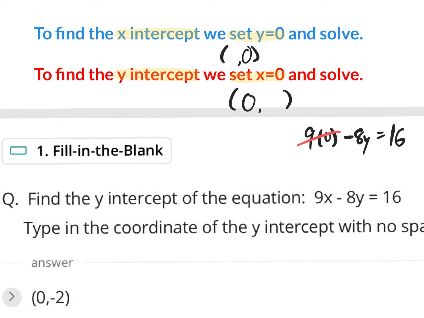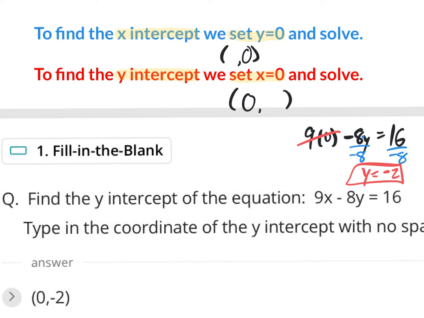Again, let me reiterate what we did. Find the y-intercept. How do you find the y-intercept? Set x equal to 0. So here was x, I put a 0 right there, and solve. 9 times 0 is 0, you could just cross it out. Negative 8y equals 16. That's really saying negative 8 times y equals 16. Divide by negative 8, divide by negative 8, and you'll have your y-intercept answer, y equals negative 2. That is the location where your line will cross the y-axis. It crosses the y-axis at negative 2.